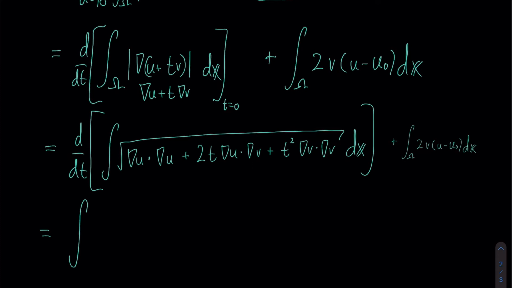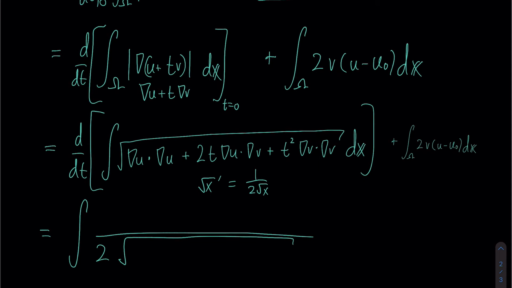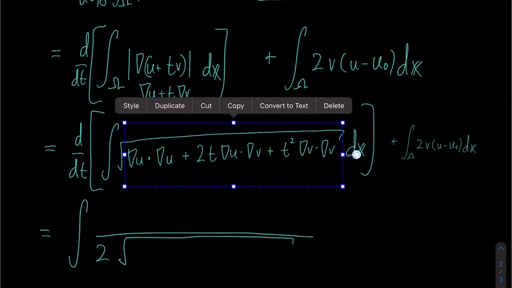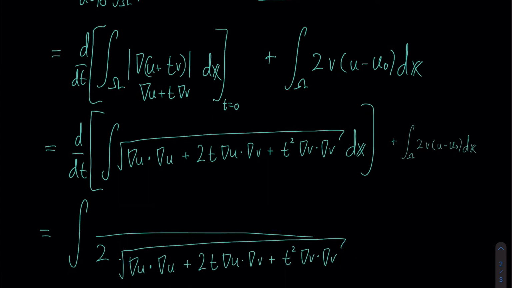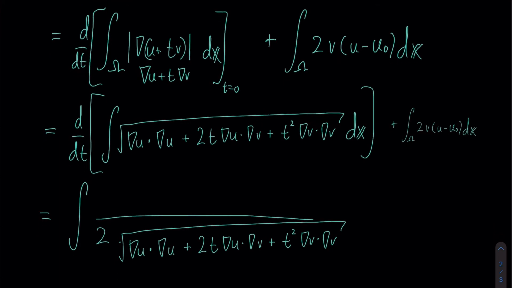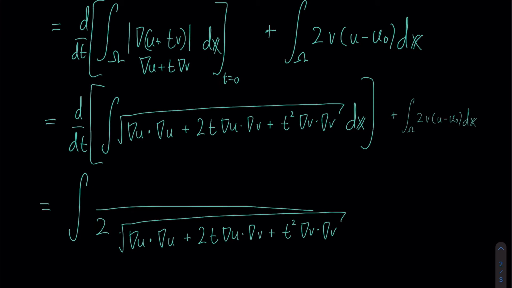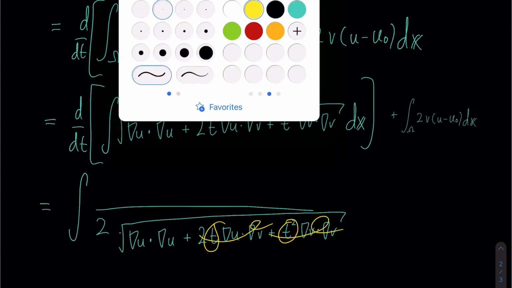So what do we get? The derivative of a square root function is 1 over 2 root x, right? So on the denominator we're going to have the square root of this whole thing here. Of course, we're plugging in t equal to 0. So even though we just calculated the denominator, this part and this part go to 0, so we can ignore all of this. But on top, what do we have?